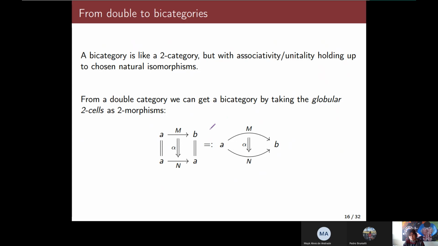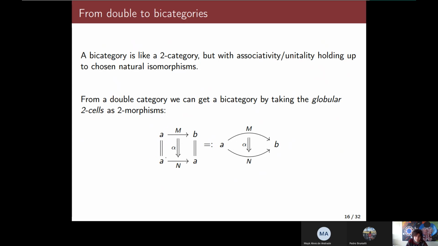So I'm gonna just rush through that. A bicategory is just like a two category, but associativity and unitality only hold up to natural isomorphisms. And from the pseudo double category, I won't write the word pseudo here again, we can get a bicategory by taking the globular two cells as two morphisms. Globular two cells are like squares whose vertical morphisms are the identities.